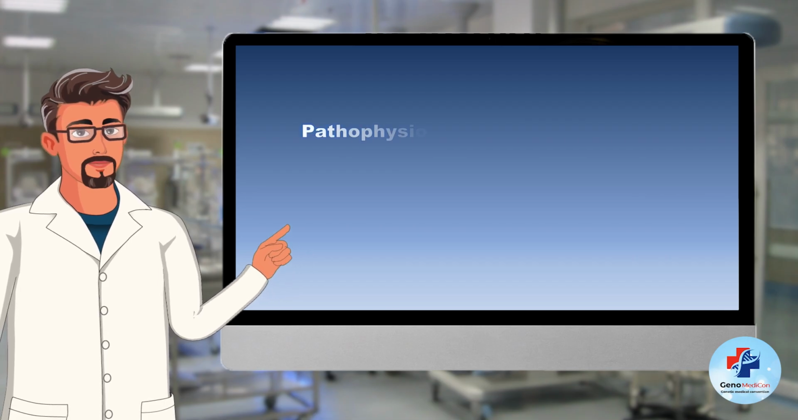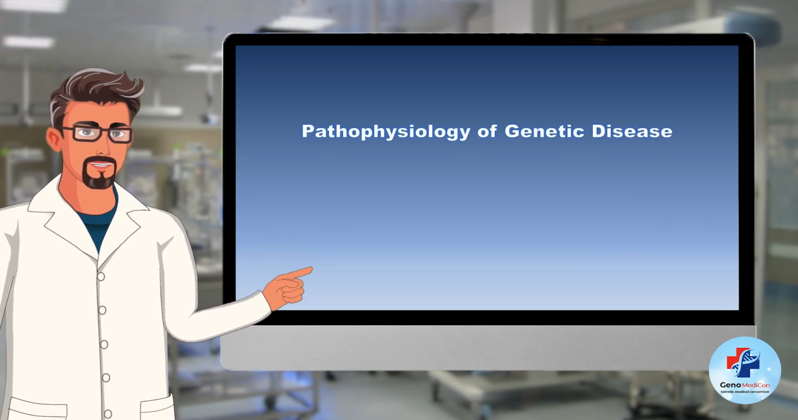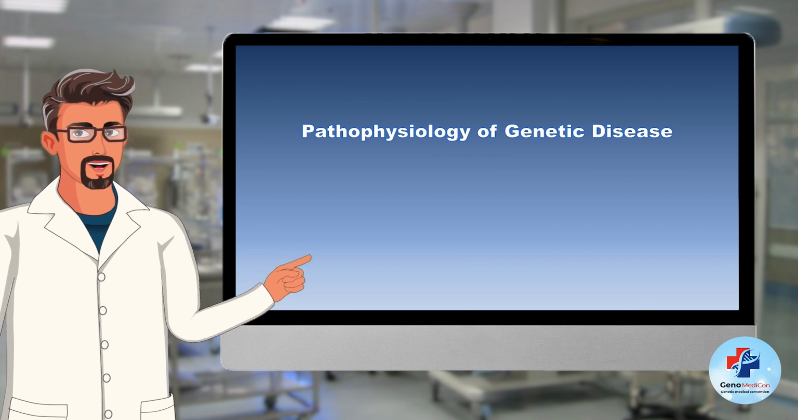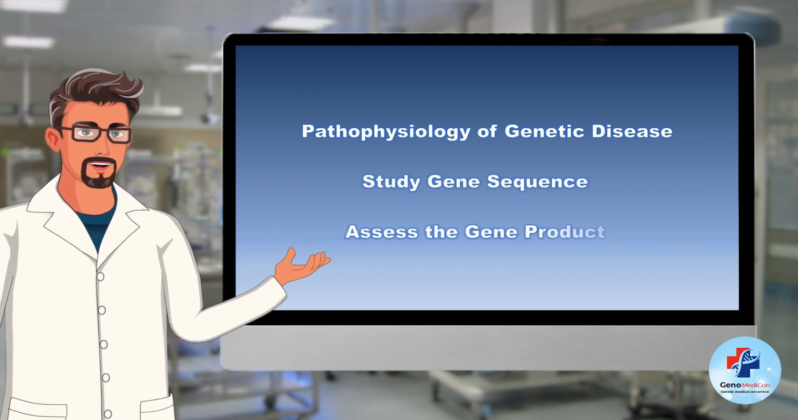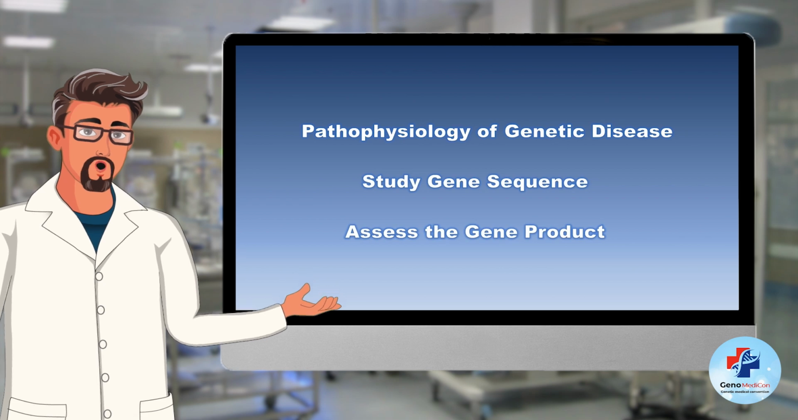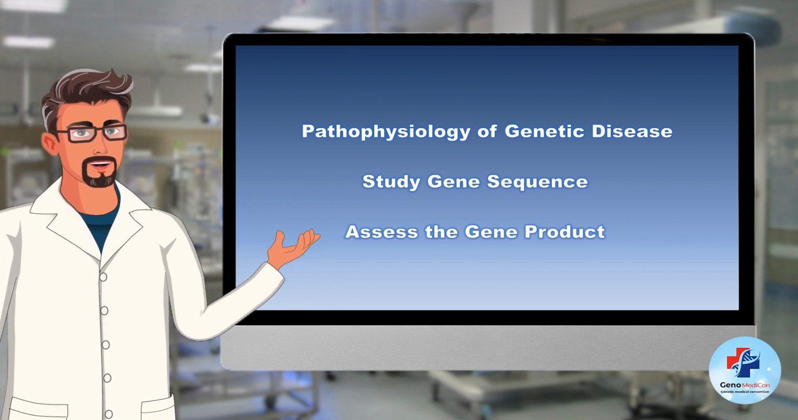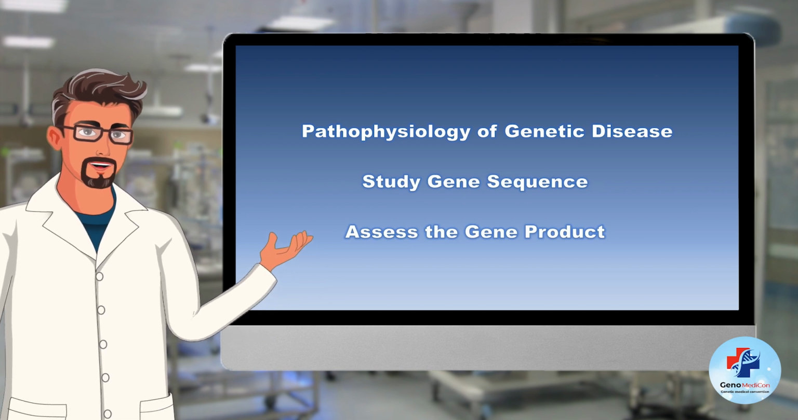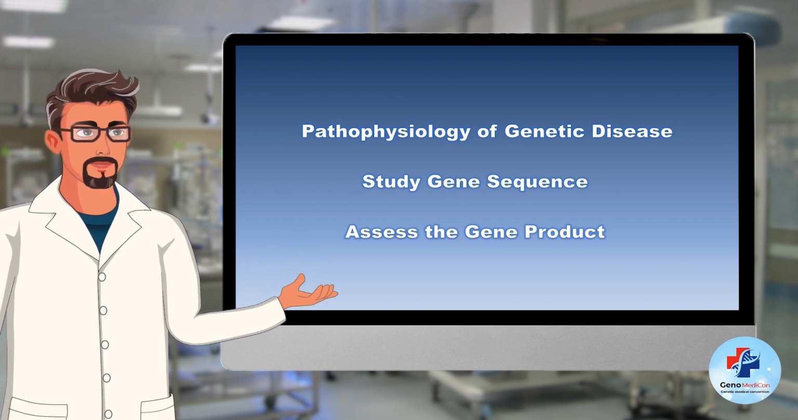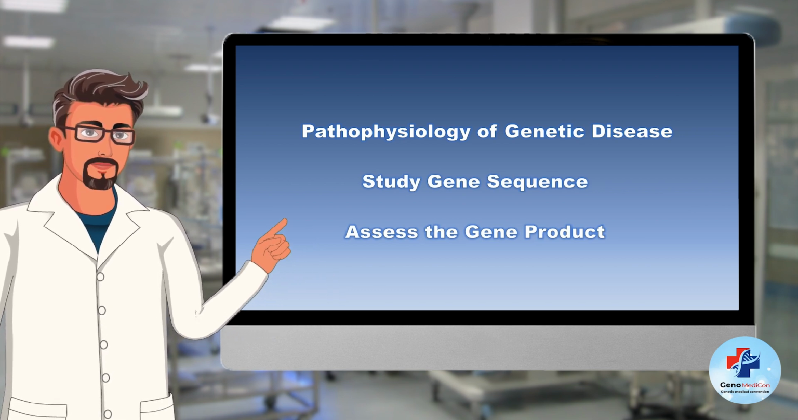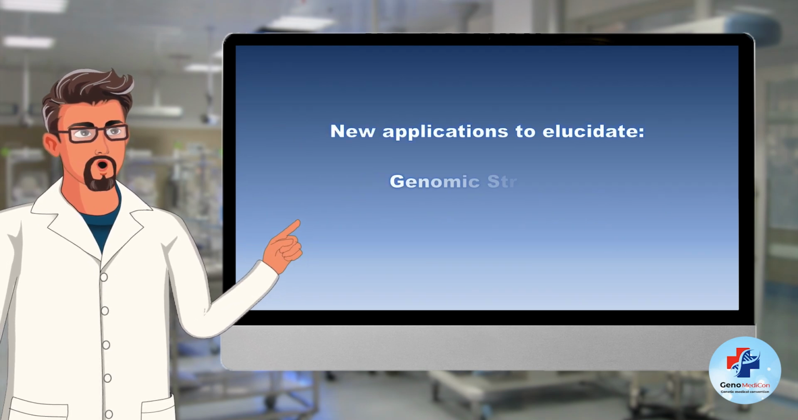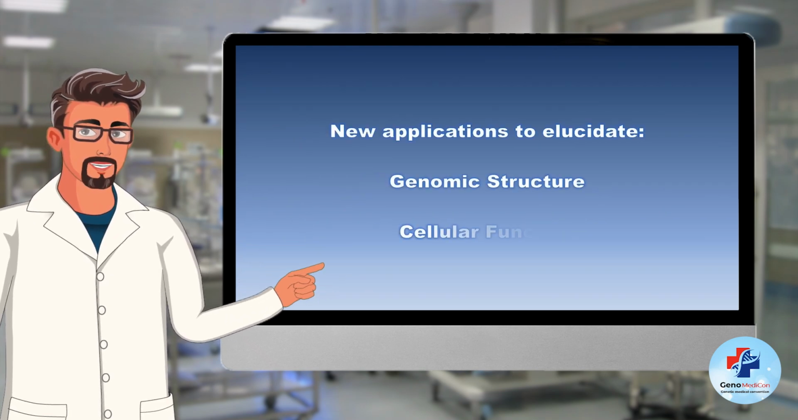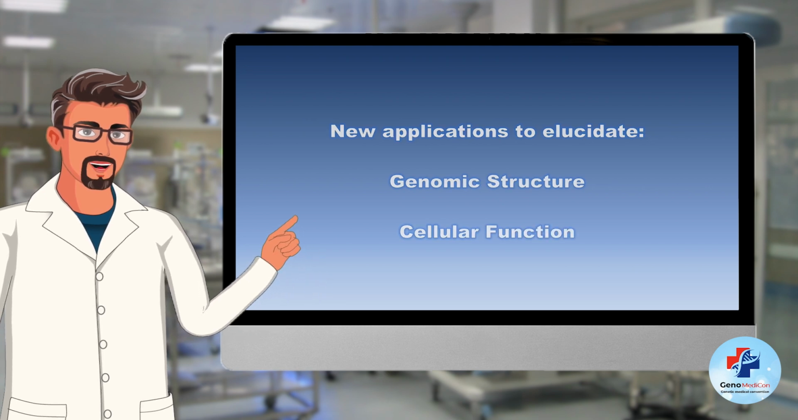In practice, to better understand the underlying pathophysiology of a disease with genetic background, we need to either study the sequence of genes or assess the product of those genes in order to identify the disease etiology and/or its progression. Advances in sequencing technology did not just reduce the cost and streamline the process, they have also paved the way for new applications to elucidate molecular mechanisms of genomic structure and cellular function.